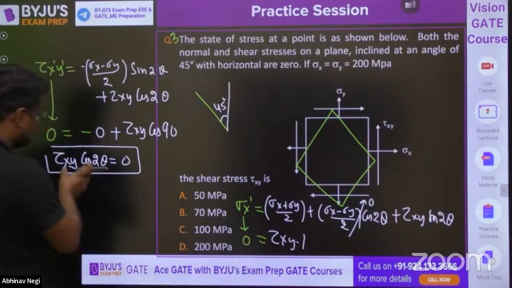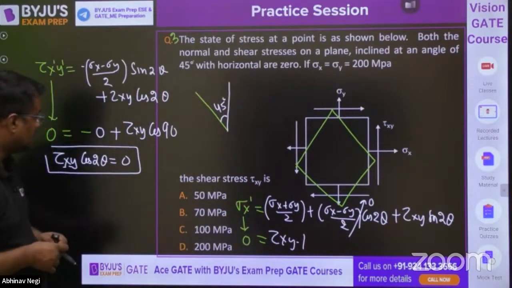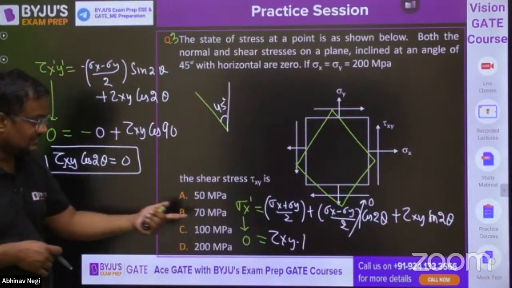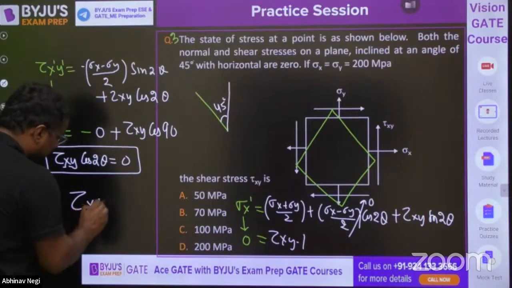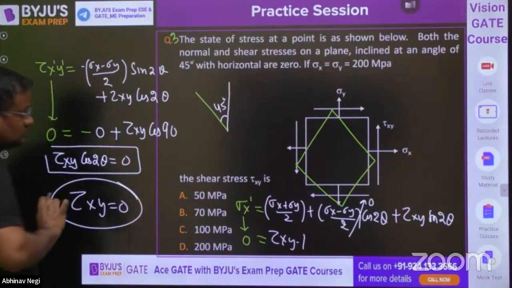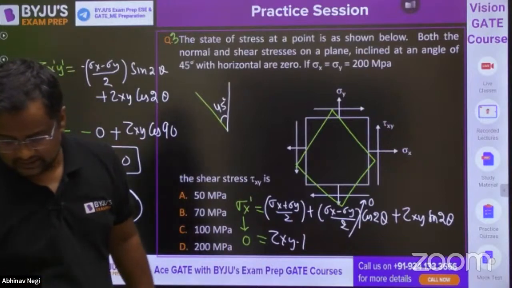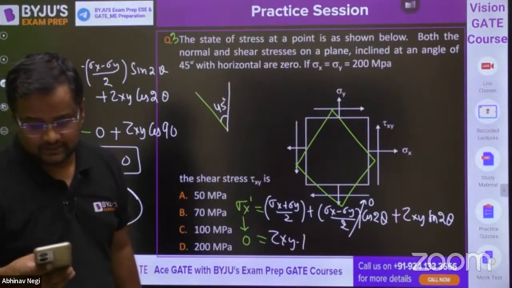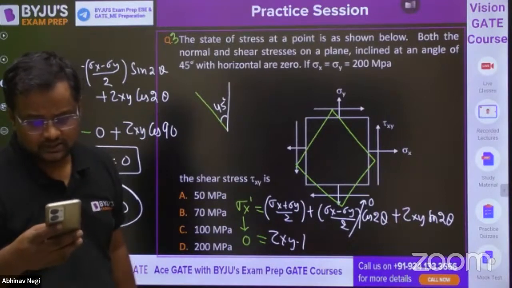So from here, tau xy cos 2 theta is 0, tau xy sin 2 theta is 0. Okay. So in this case, guys, tau xy sin 1 is 0. So that means tau xy is 0. Both the conditions are satisfied for tau xy equal to 0. The shear stress in xy plane, let me check. Guys, it is coming 0. Please, are we making some mistake?